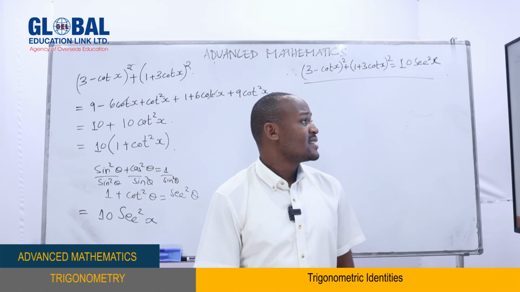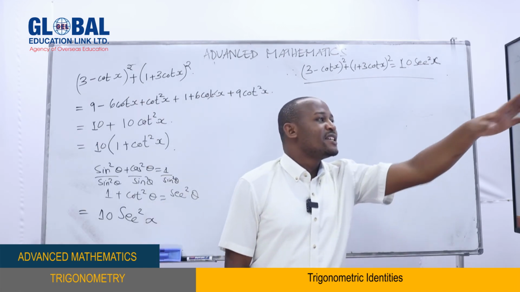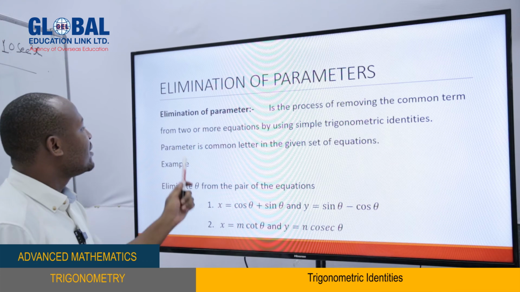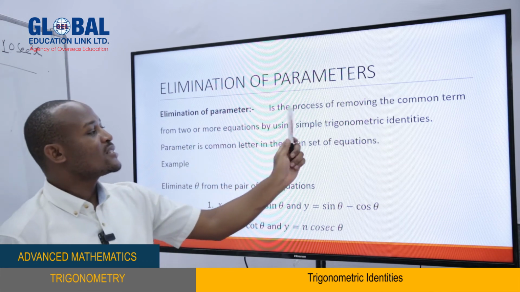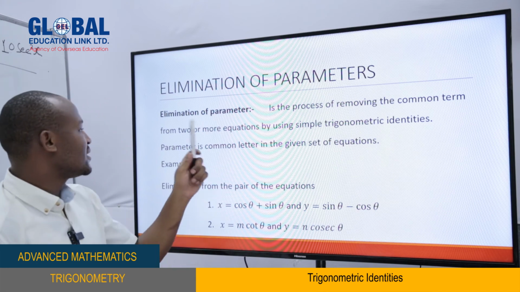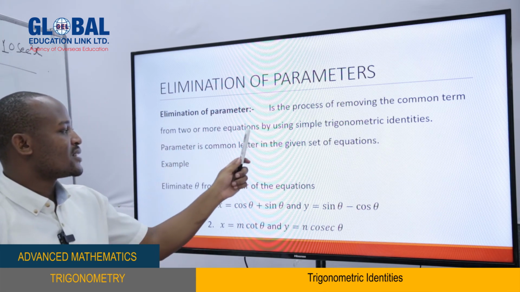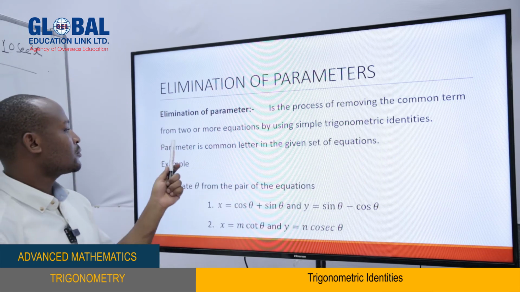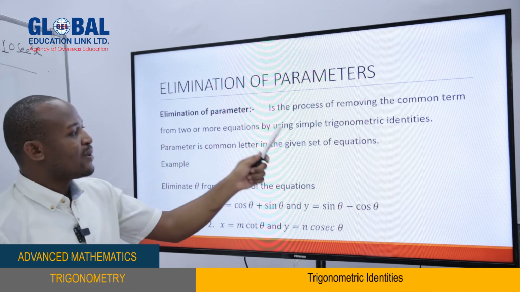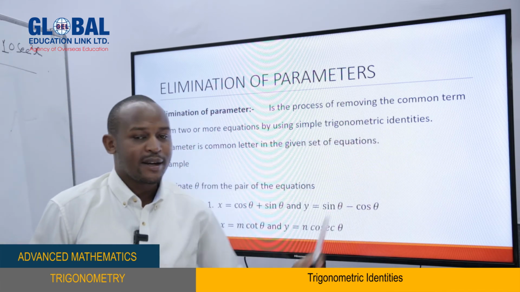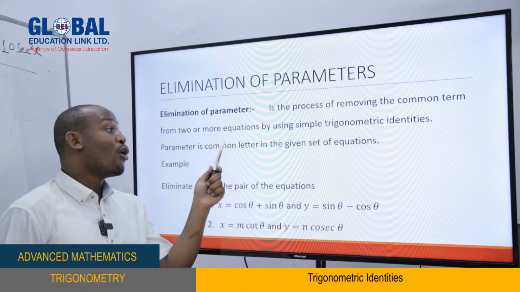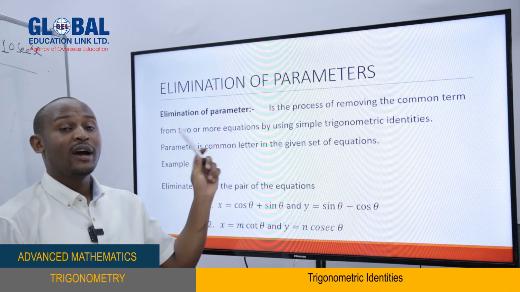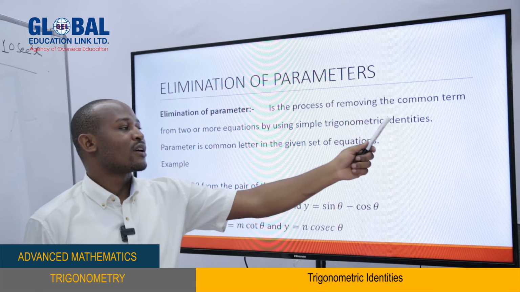Now let's see another case. Elimination of parameters, as seen there. What is that? It's the process of removing the common term or terms from 2 or more equations by using simple trigonometric identities. I will repeat that. Elimination of parameter is the process of removing a common term from 2 or more equations. So you'll be given a set of equations and you are told to remove a certain parameter by using simple trigonometric identities.